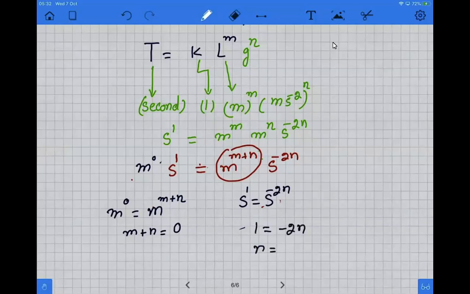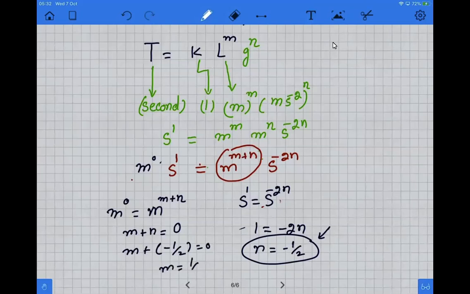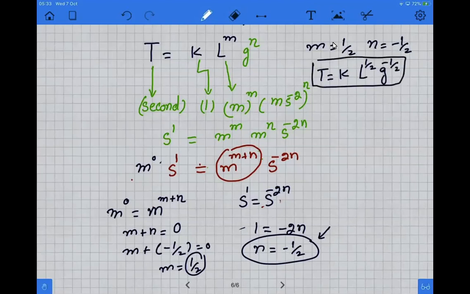After solving it, n will become minus 1 by 2. So n is minus 1 by 2. If we substitute this value of n, m plus minus 1 by 2 is 0. And this will give m is equal to 1 by 2. So m is 1 by 2, n is minus 1 by 2. So we can write it as T is equal to K times L power 1 by 2 and G power minus 1 by 2. So this is one example of finding powers in a relation.